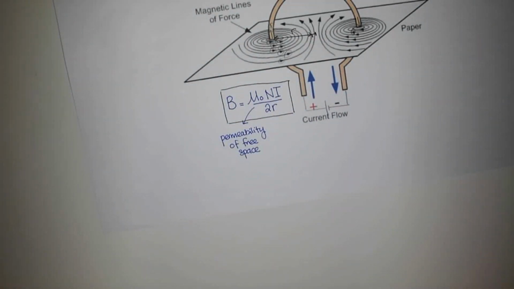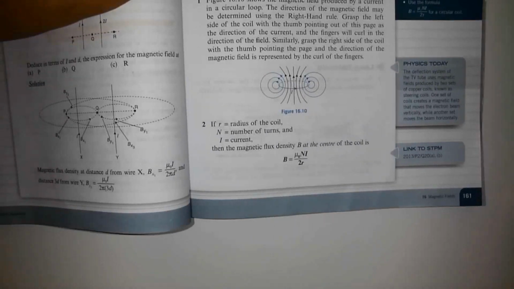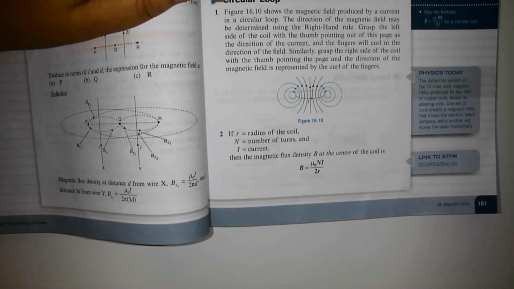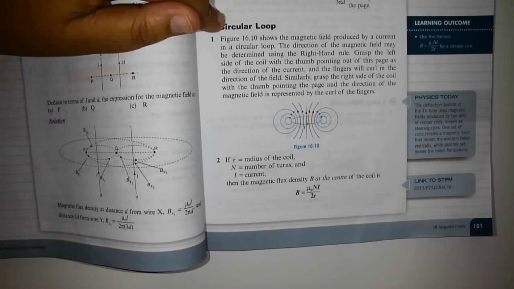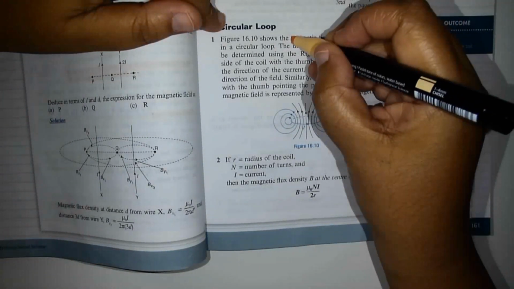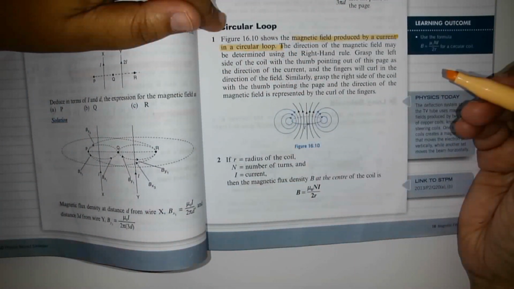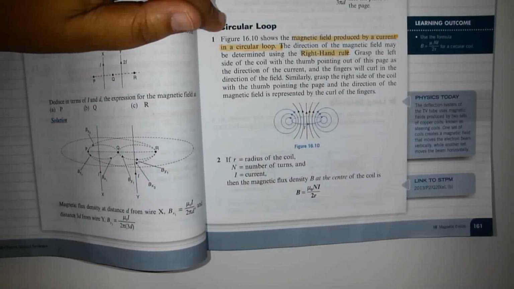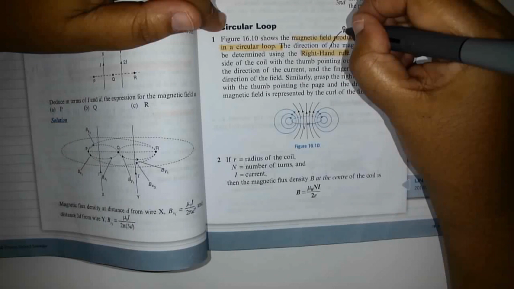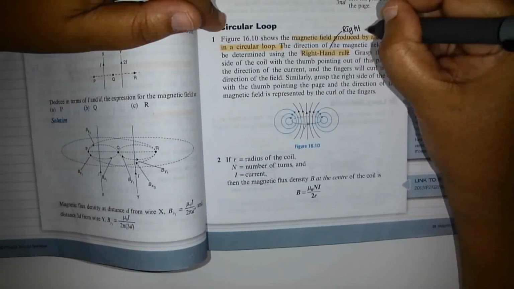Now let's look at our notes, page 161 of our Oxford Fajar book. It says here, figure 16.10 shows the magnetic field produced by a current in a circular loop. The direction of the magnetic field may be determined using the right hand rule, which is also called the right hand grip rule, because you grip.